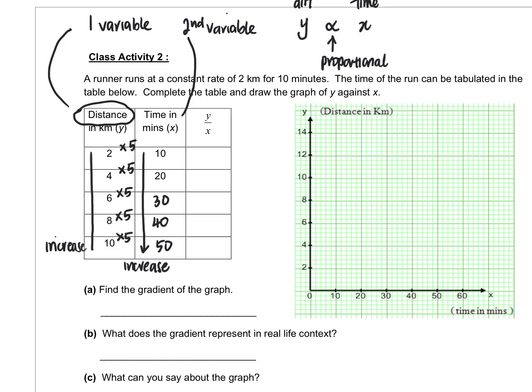If I want to know what is the speed, distance divided by time. So if I want to find out what is the constant speed that this person is using, it will be 10 divided by 2, which is 5. 20 divided by 4, which is 5. 30 divided by 6. So actually what I'm trying to find here is what is the constant that relates them. It's always 5 times.